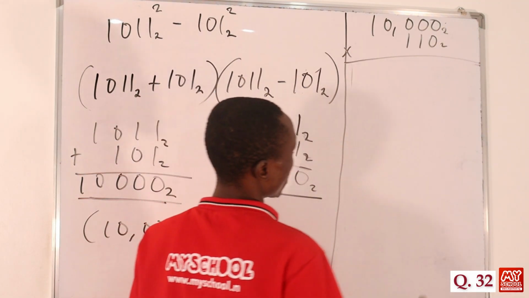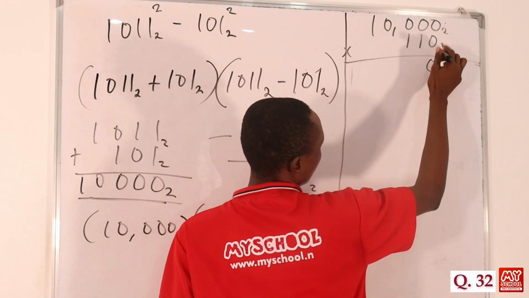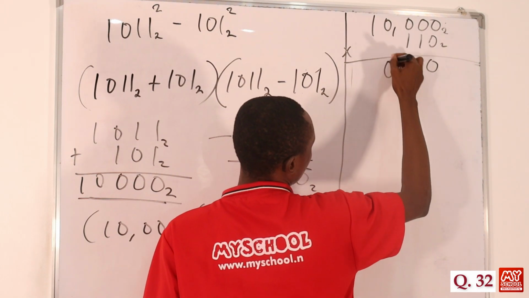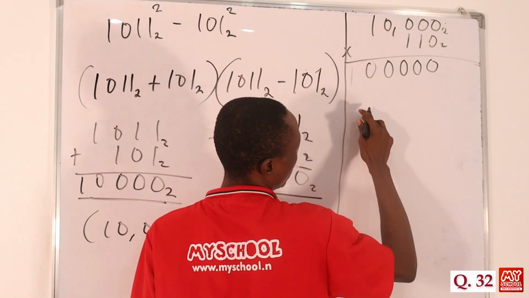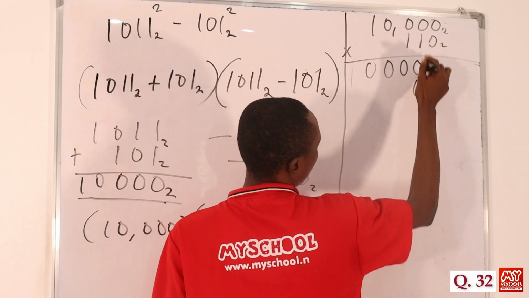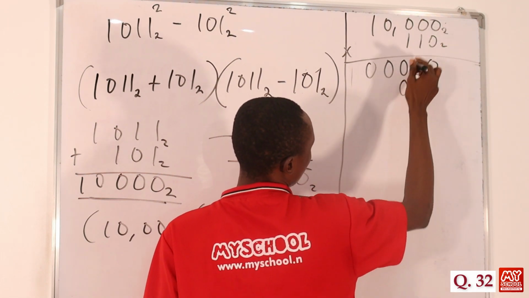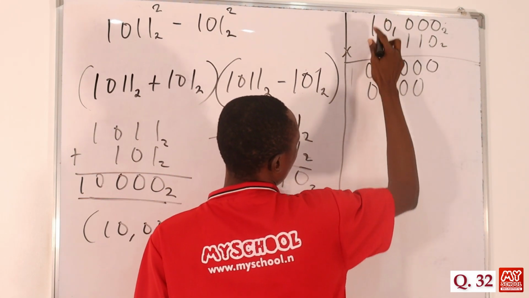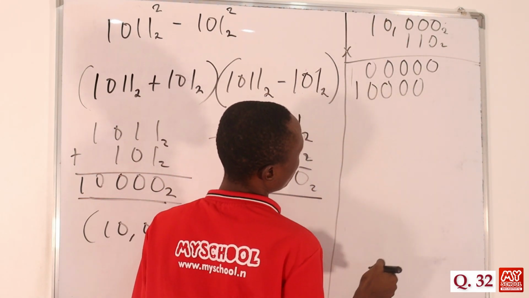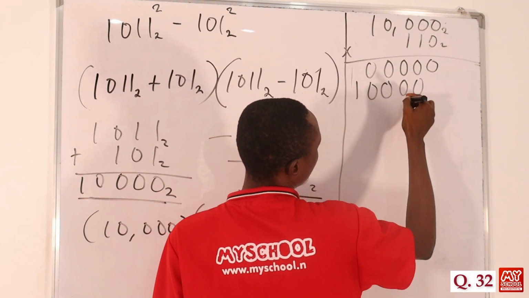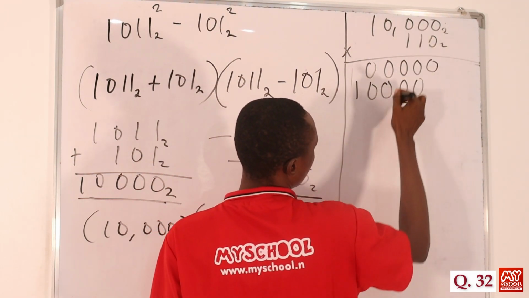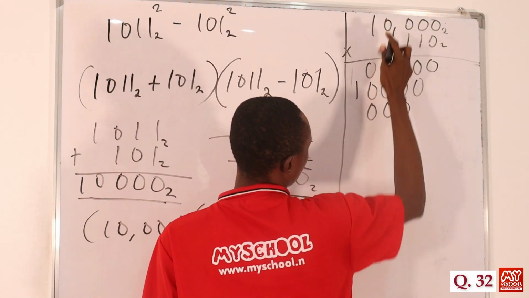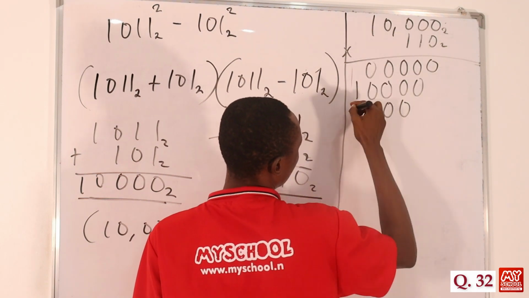Let's multiply out. So 0 multiply 0 gives us 0, 0 multiply 0 is 0, 0 multiply 0 is 0, 0 multiply 0 is 0, 0 multiply 1 is 0, right? So 1 multiply 0 is 0, 1 multiply 0 is 0, 1 multiply 0 is 0, 1 multiply 0 is 0, and 1 multiply 1 is 1. Then 1 multiply 0 is 0 here. Then 1 multiply 0 is another 0. 1 multiply 0 is another 0. 1 multiply 0, we have 0 here. And 1 multiply 1 will give us 1.